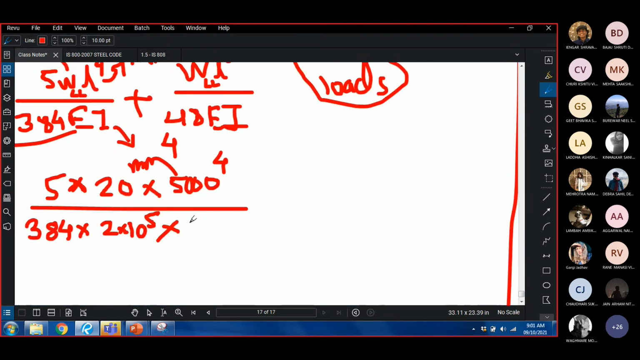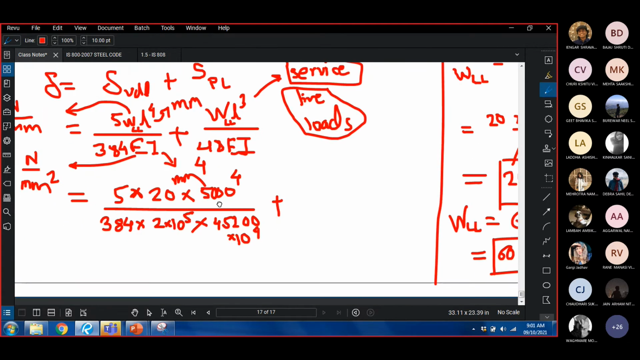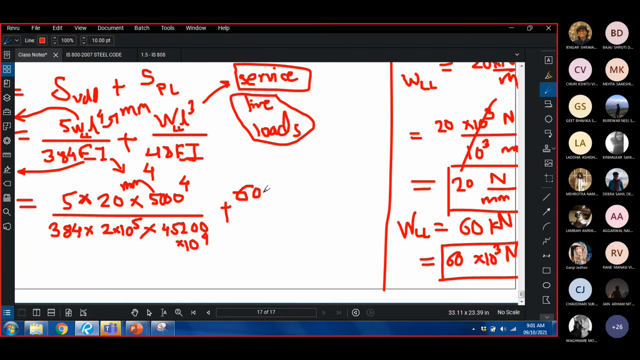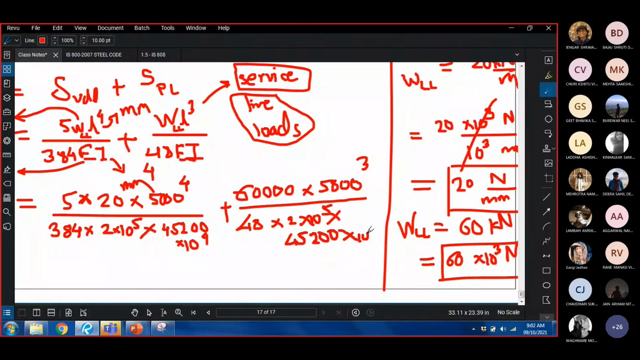This is 45200 into 10 power 4, plus capital W. Capital W is 60 kilonewton. Therefore, 60,000 Newton into 5,000 to the power 3 upon 48 into 2 into 10 power 5 into 45200 into 10 power 4.